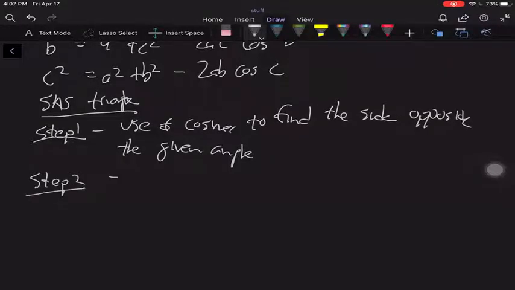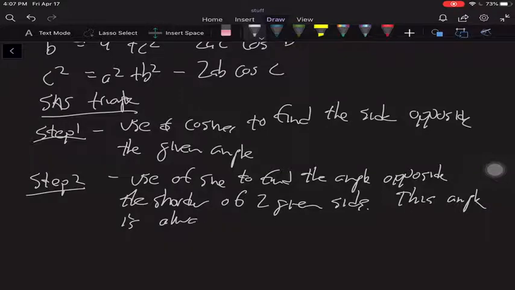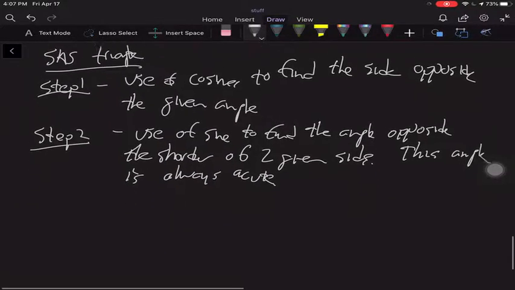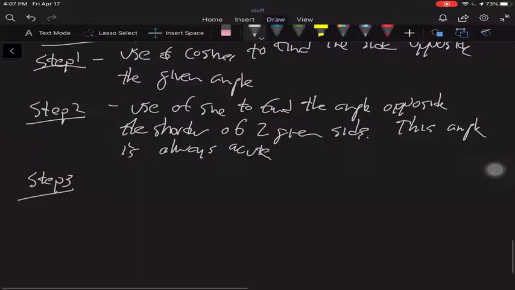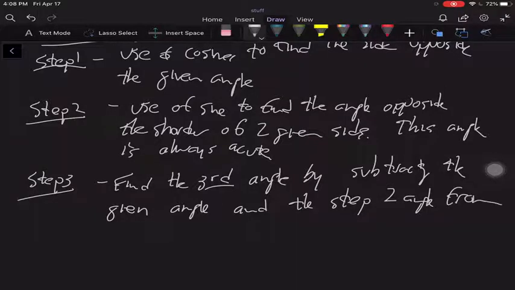Step two, we're going to use the law of sines to find the angle opposite the shorter of the two given sides. This angle is always acute. And then step three, we're going to find the third angle by subtracting the measure of the given angle and the angle from step two from 180 degrees.